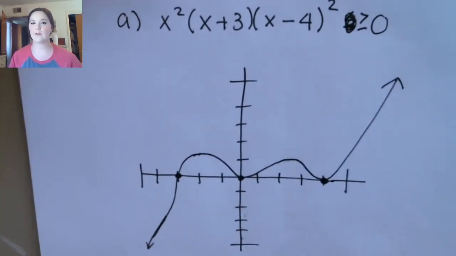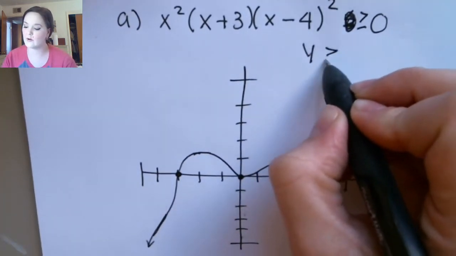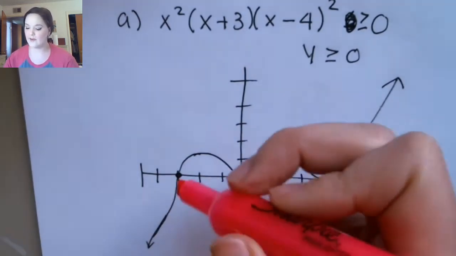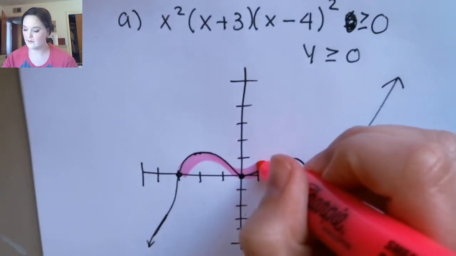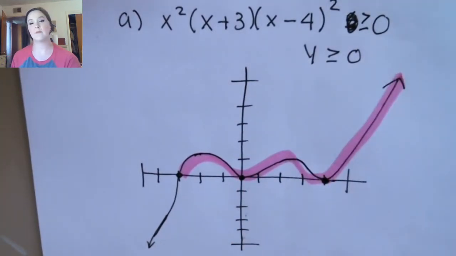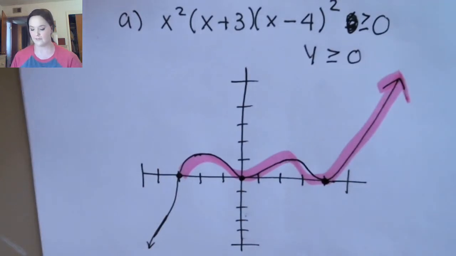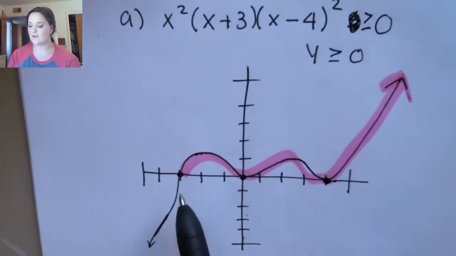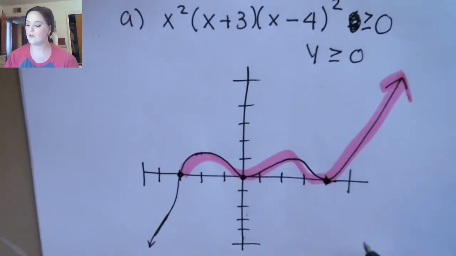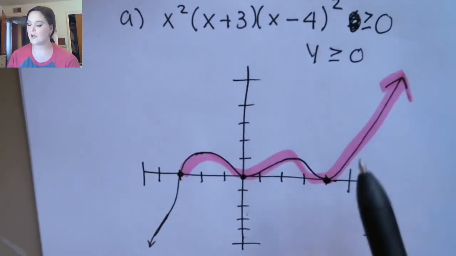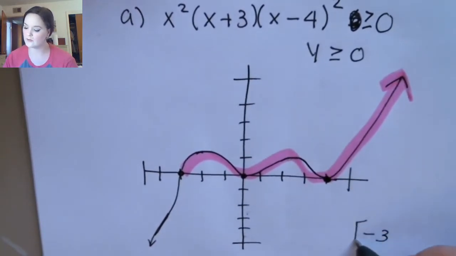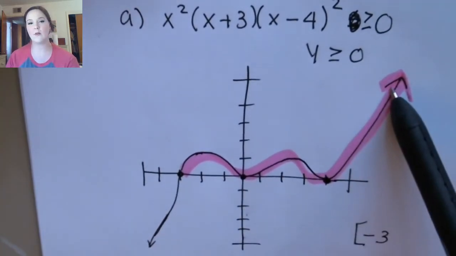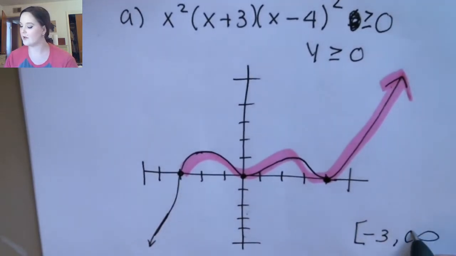So again, greater than or equal to 0, they're talking about the y values being greater than or equal to 0. So we're going to highlight all the places where the y values are greater than or equal to 0. Here we go. And continuing on, we're going to look at what x value that is. So the x values start here at -3, and because we have or equal to 0, we do want to include that point. Then the x values continue off to infinity.